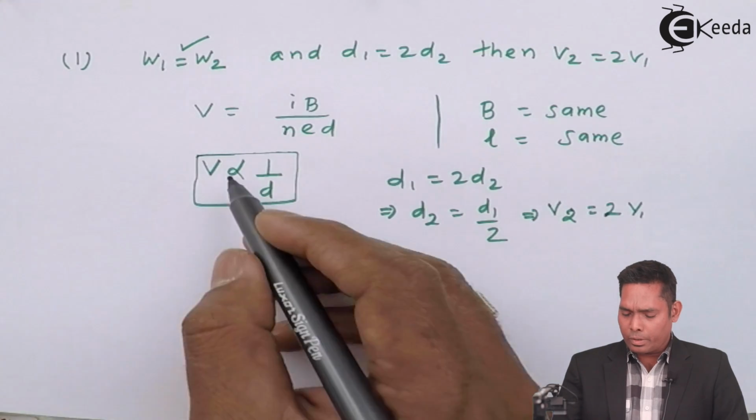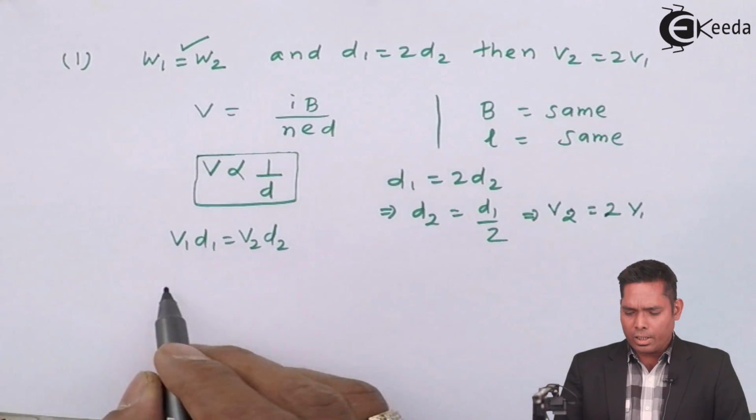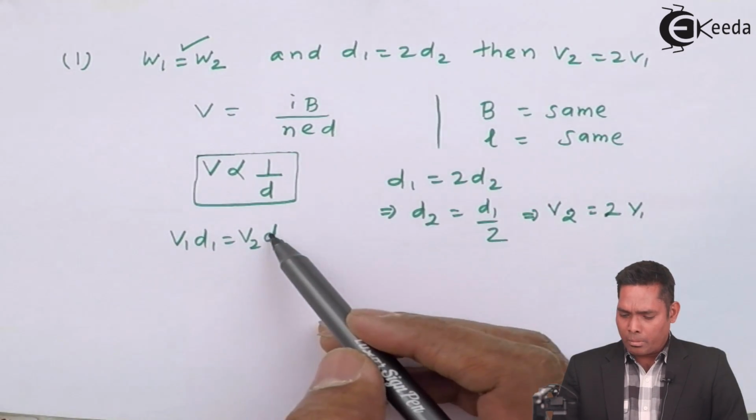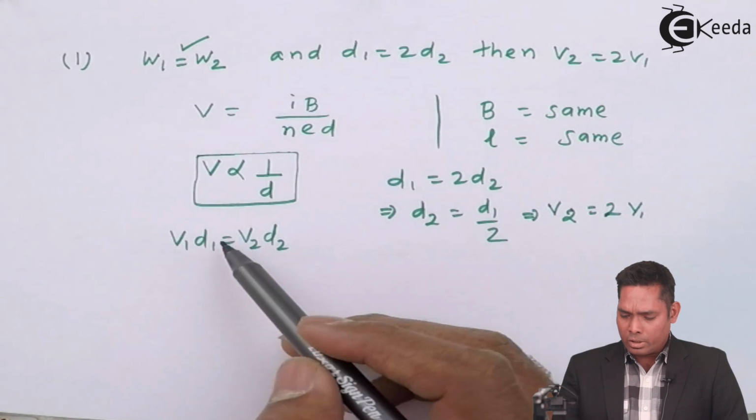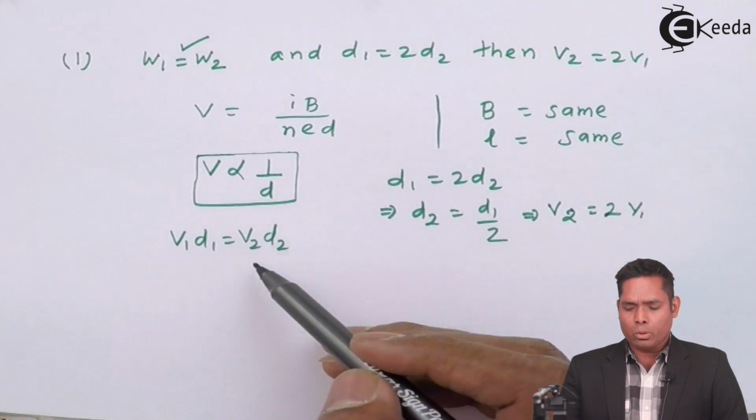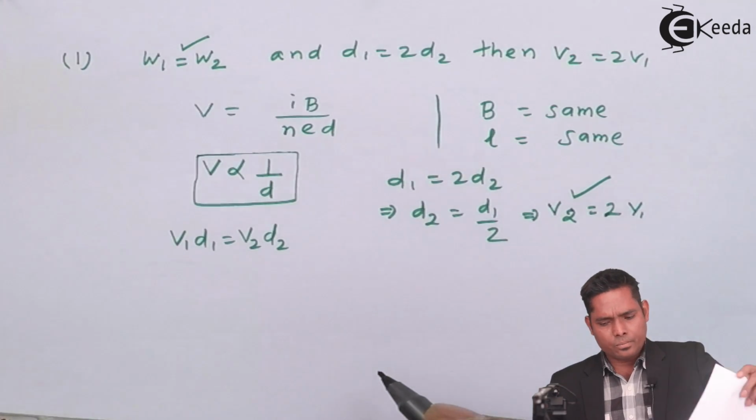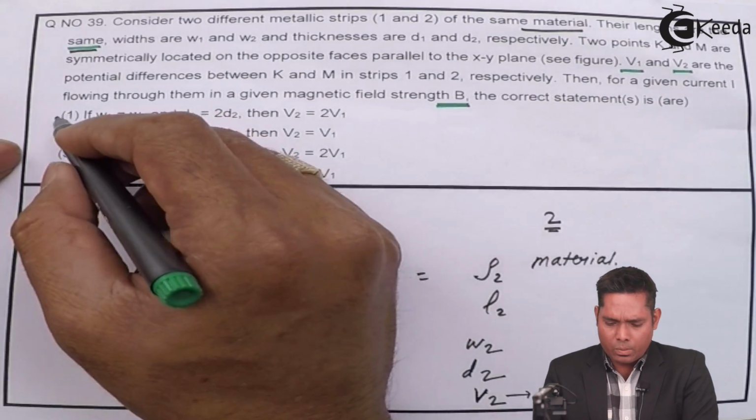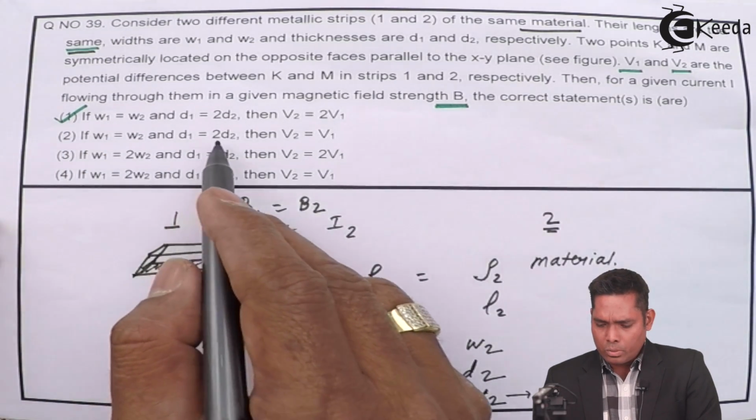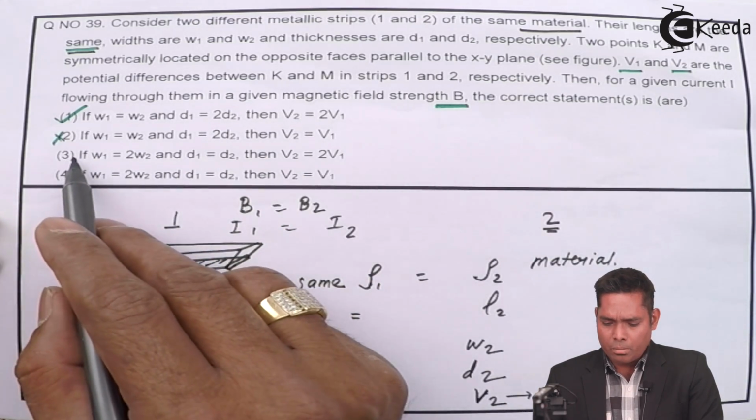So what is this relation? V1 D1 is V2 D2. If I put D2 as D1 by 2 here, then D1 cancels and V1 will become V2 by 2. So V2 will be 2V1. That is the correct relation, so option 1 is correct. Then we'll check option number 2. D1 is 2D2. No, this is not right, because we have already got this. This is not right.